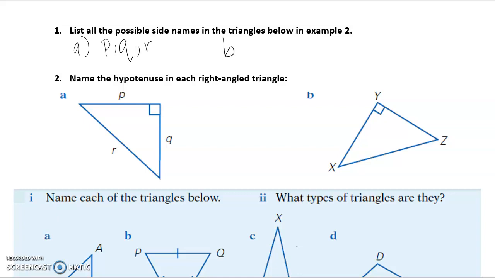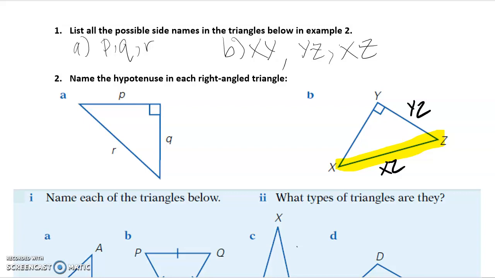For B, my side names could be XY, YZ, and XZ. So let's take a look at this closer. This side here is called XZ. This side here is called YZ. And this side here is called XY. Whereas in the lowercase one, this whole side length is Q, this whole side length is P, and this whole side length is R.